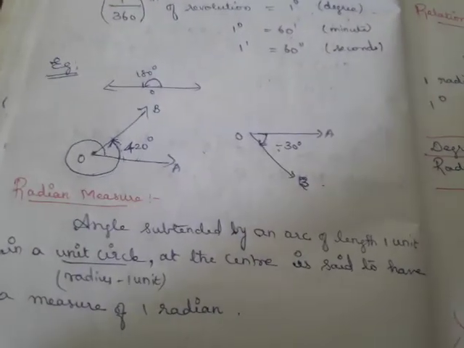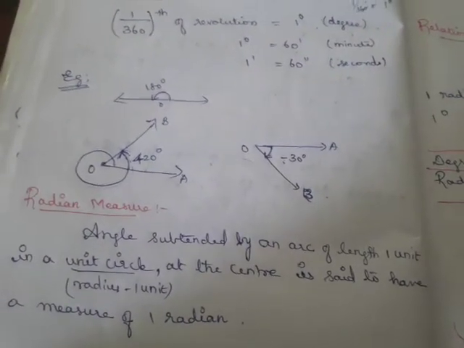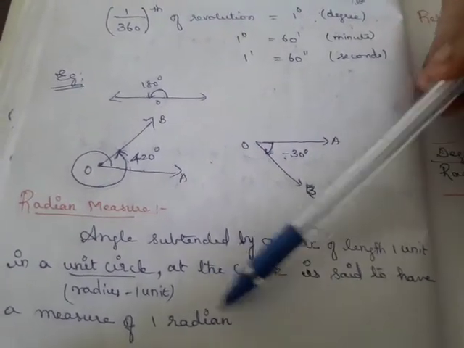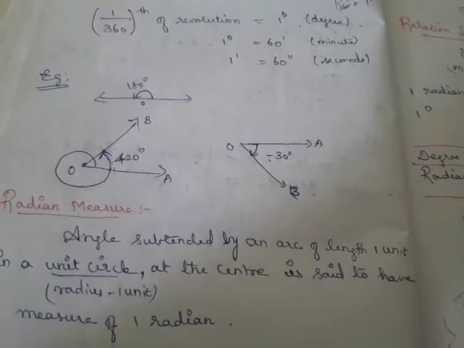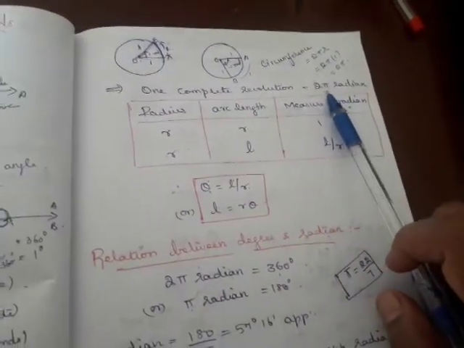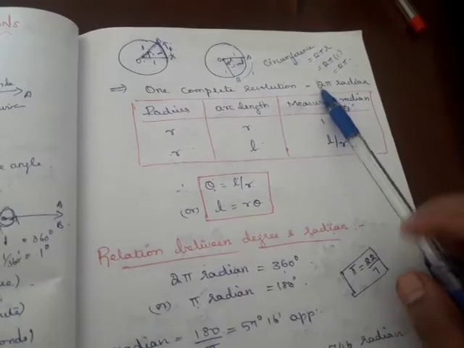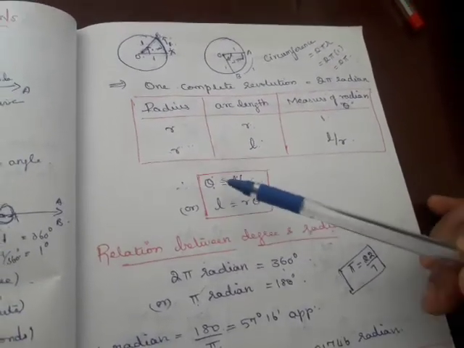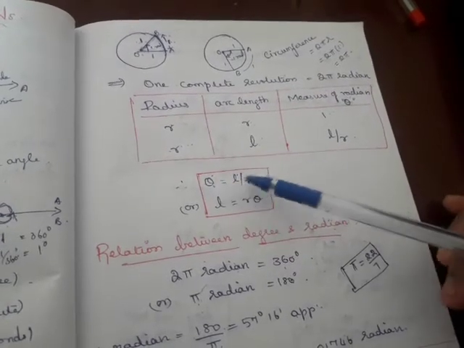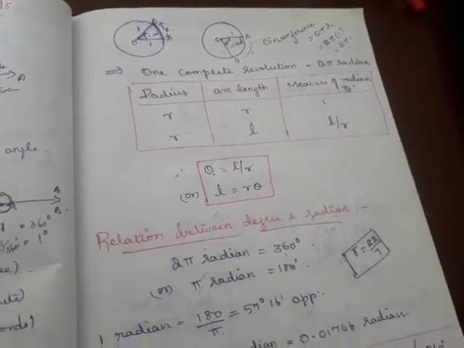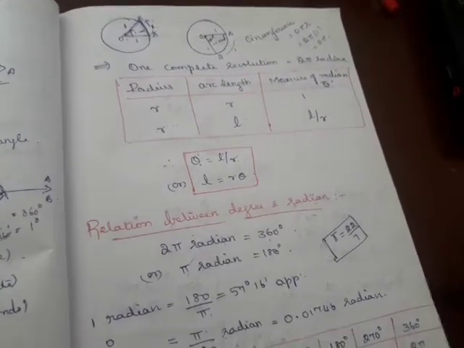Then we learnt what is a radian: the angle subtended by an arc of length 1 unit in a unit circle at the center is said to have a measure of 1 radian. And one complete revolution in radian measure, we will say it is 2 pi, right? And we learnt the relation between theta, L and R. Theta is the angle, L is the length of the arc, and R is the radius of the circle, then theta is equal to L by R.